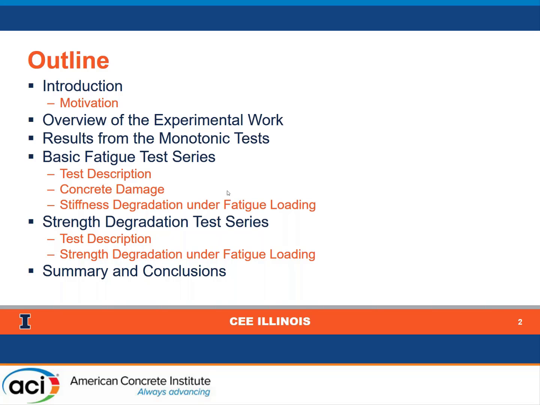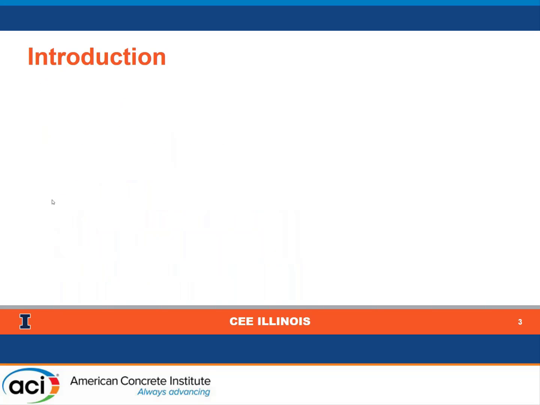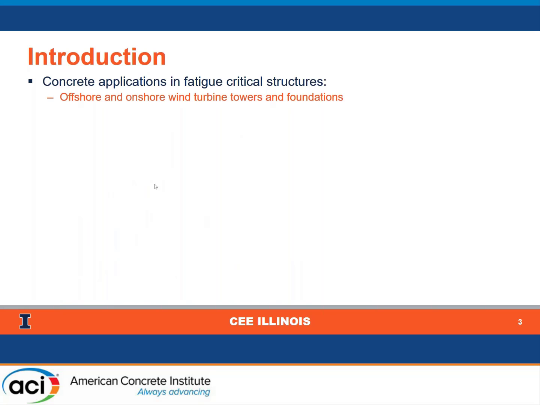So, a very quick introduction first. Concrete is being used more and more in fatigue critical structures. Some examples include offshore as well as onshore wind turbine towers and foundations. Something that has been used quite a lot are highway and railroad bridges as well. Since they're being used in these fatigue critical structures, there's a need to have up-to-date or more advanced fatigue life models for concrete.